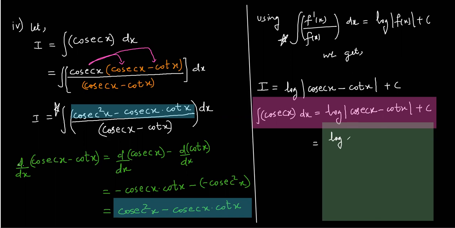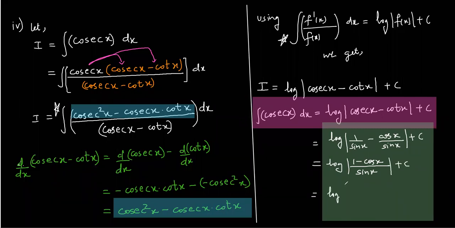So this is log of cosec x is 1 upon sin x minus cos x. Cot x is cos x upon sin x. I am working for the second form. So log of, I have now (1 minus cos x) upon sin x plus c. This is log of 1 minus cos x is 2 sin square x by 2. And what is sin x? In the denominator, I will write the half angle formula. So 2 sin x by 2 into cos x by 2.